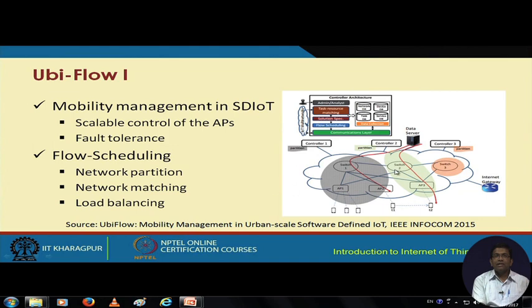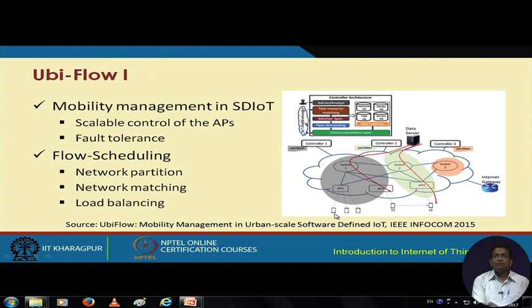First is partitioning this entire network, fragmenting it into multiple partitions. Over here we have shown those three partitions through three different color shades: gray, light green and orange. So, we have three different network partitions shown over here, and after this network partitioning has happened, then network matching has to be done.